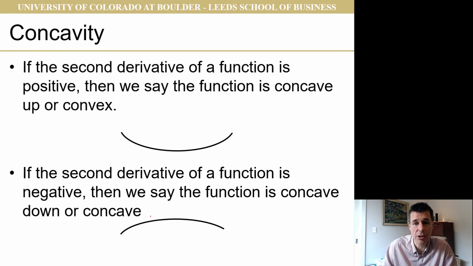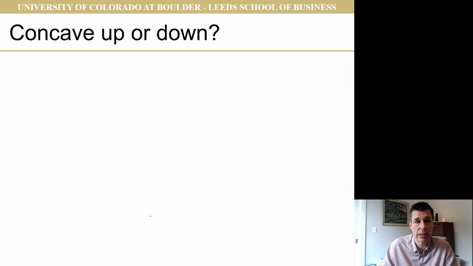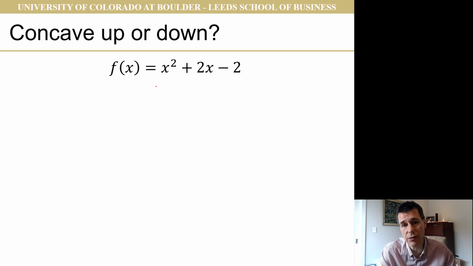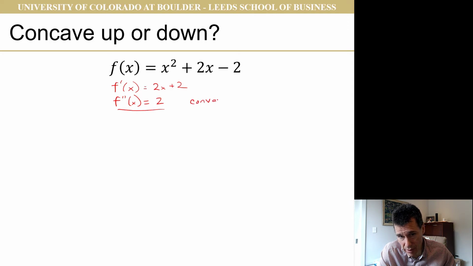So same picture, slightly different words. Let's look at this function. Here's our function, f of x equals x squared plus 2x minus 2. This is just a parabola, so we know what this looks like, but let's work through it. So f prime of x is 2x plus 2, and the derivative of this, f double prime of x, is just 2. So this function is concave up, right? It must look something like this, and of course this is a parabola opening upwards, so it does look like this.